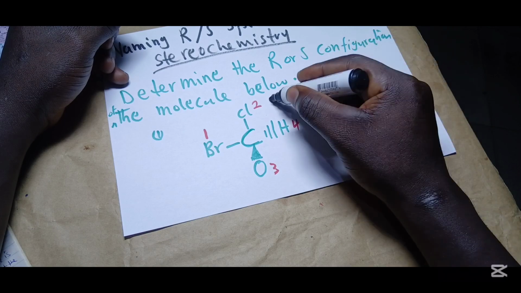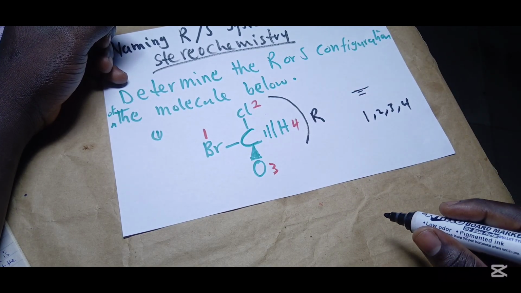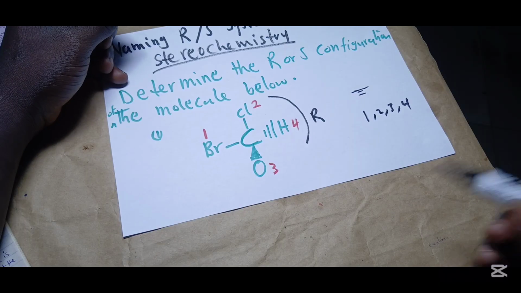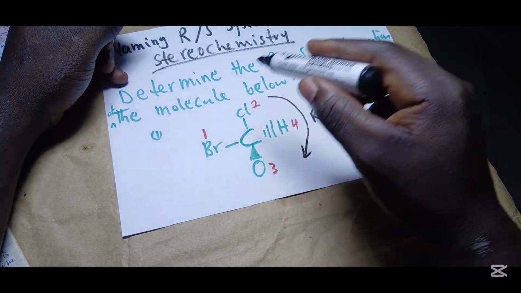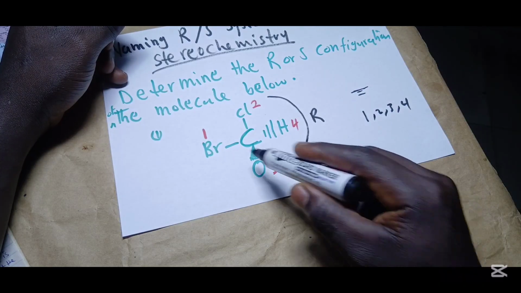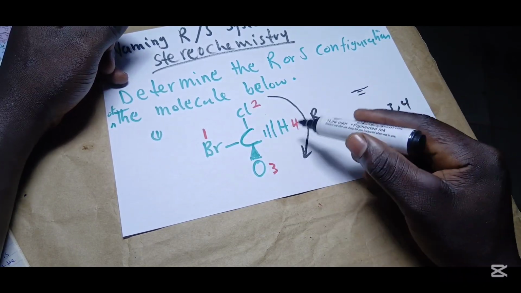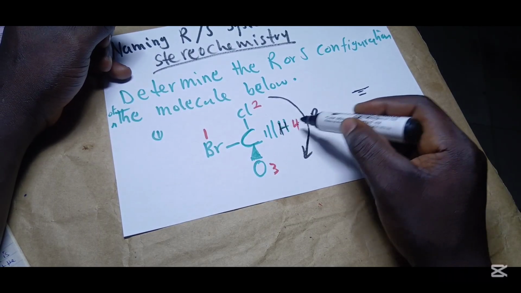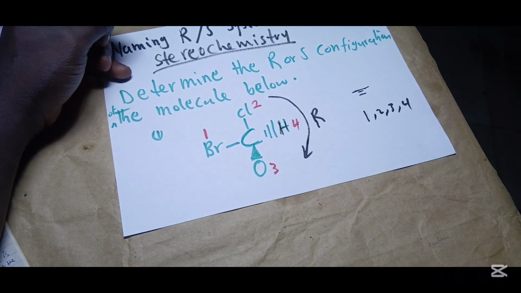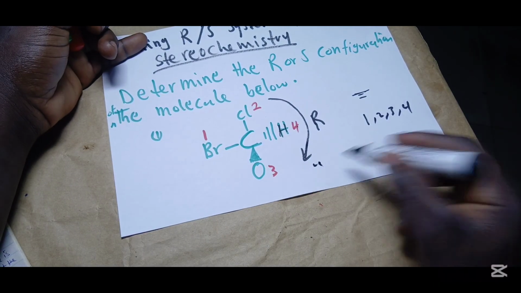If it is going clockwise, then it is the R configuration. So it is going clockwise. 1, 2, 3, right? So the trend is going clockwise. So this molecule has an R configuration. Our least priority, which is priority number 4, is on the dash wedge. So no problem. We have to leave it like that. So that is it for this problem.